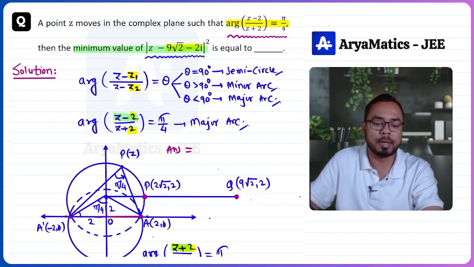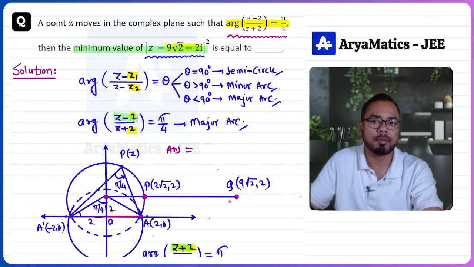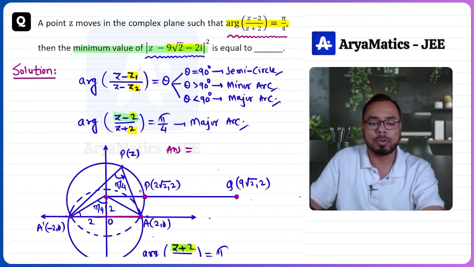The minimum and maximum distance of any point on a circle is always along the line joining the center of the circle with that given point. So P is a point which can move anywhere on this major arc of the circle, and Q is this fixed point.